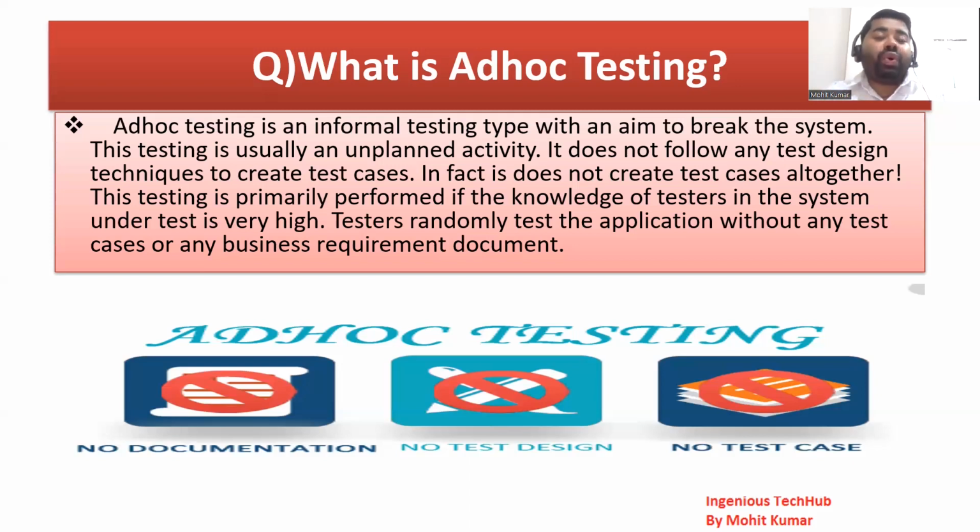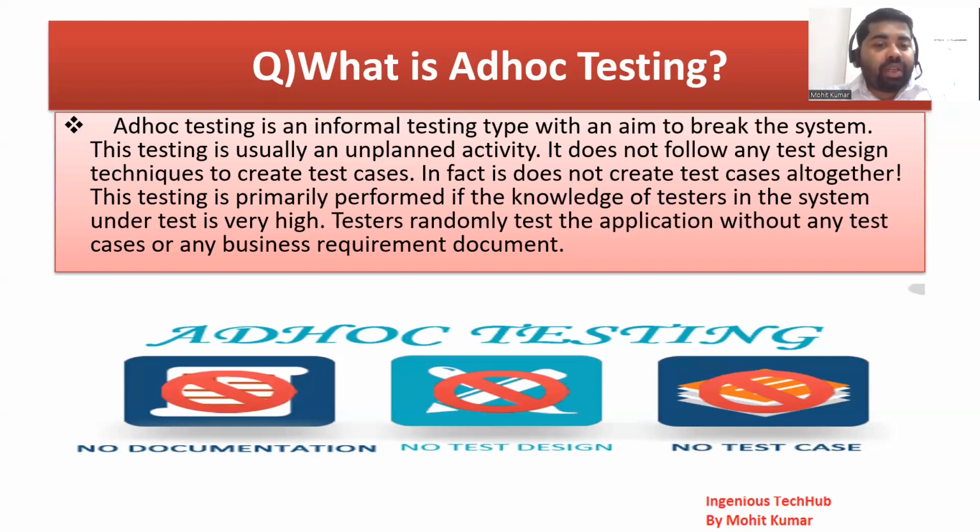So when can we do ad hoc testing? If you are very good in the application, you know the application, you have already worked on it and you already have an idea where our application is going to break, right? In that scenario we can test randomly. Understood, right? So ad hoc testing is an informal testing type with an aim to break the system. This is usually an unplanned activity. It does not follow any test design technique to create test cases. In fact, it does not create test cases at all.